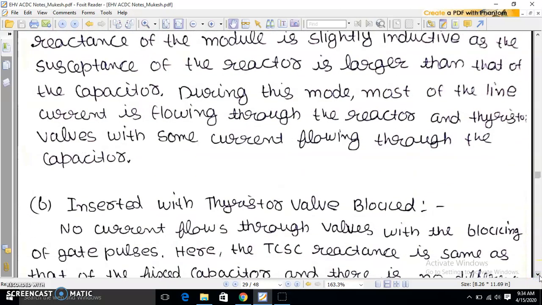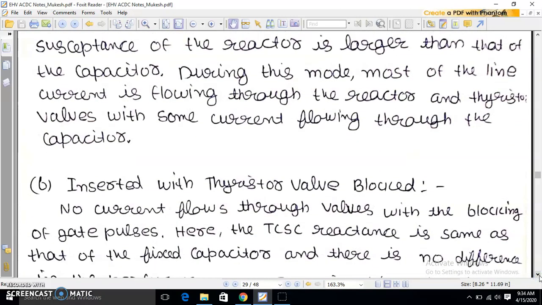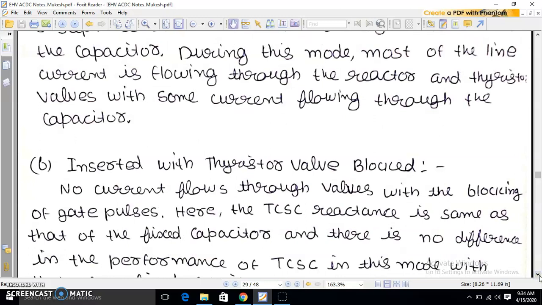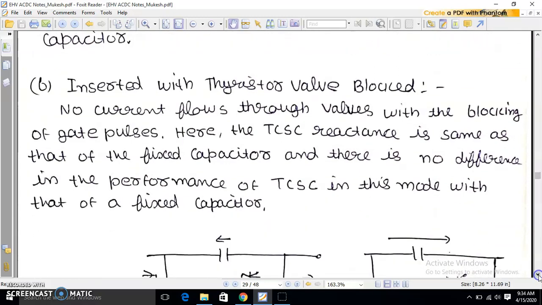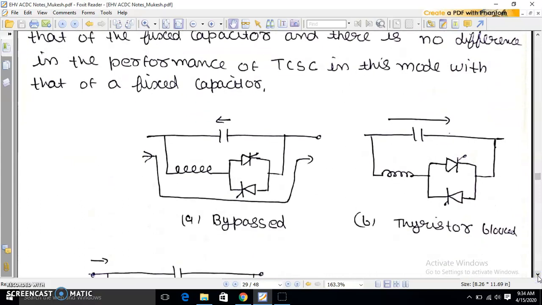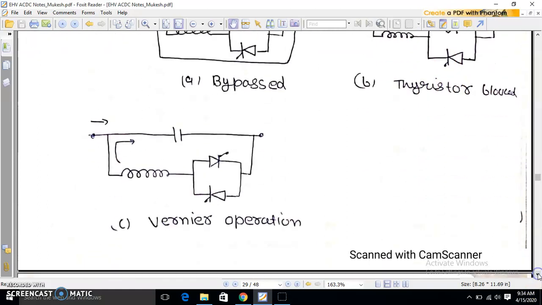Next is the inserted with thyristor valve blocked mode. No current flows through the valves with the blocking of gate pulses. Here the TCSC reactance is the same as that of the fixed capacitor and there is no difference in the performance of TCSC in this mode with that of a fixed capacitor. This is the bypass mode, this is the thyristor blocked mode and this one is the vernier operation mode.